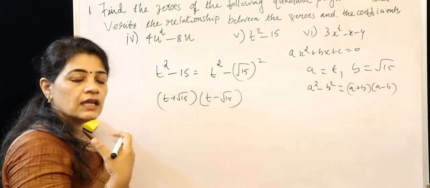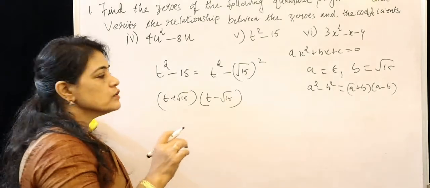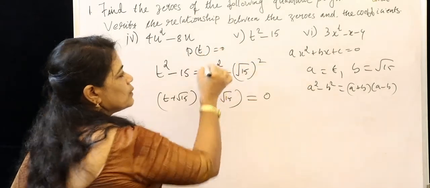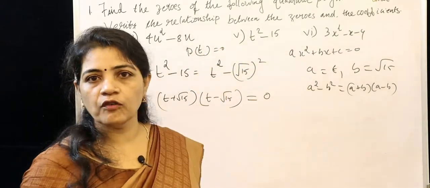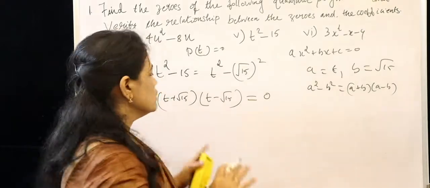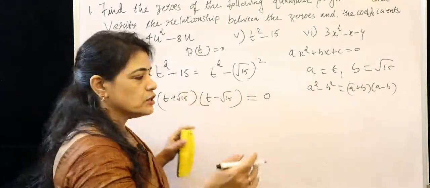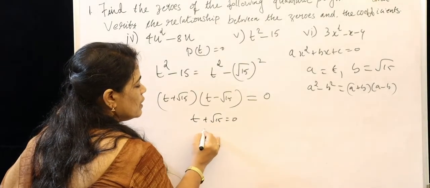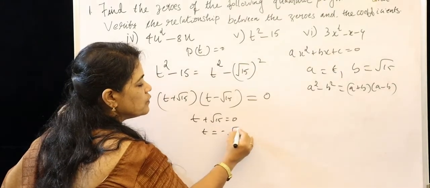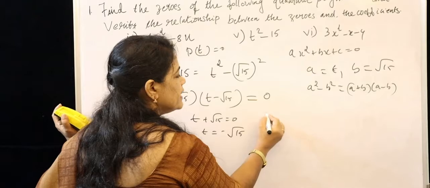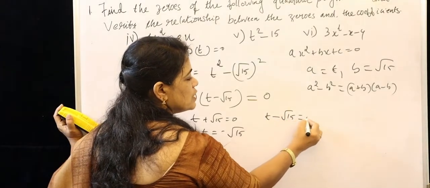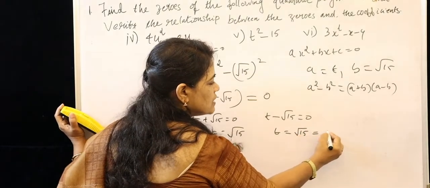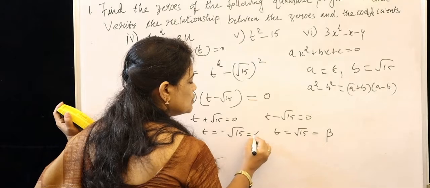Why are we factorizing? To get the zeros. That means p of t can be equated to 0. To get the zeros of p of t, equate p of t to 0. So each factor can be equated to 0. That means t plus root 15 equal to 0, so we will have t is equal to minus root 15. On the other side, t minus root 15 equal to 0, that means t is equal to plus root 15. So this is beta and this is alpha.